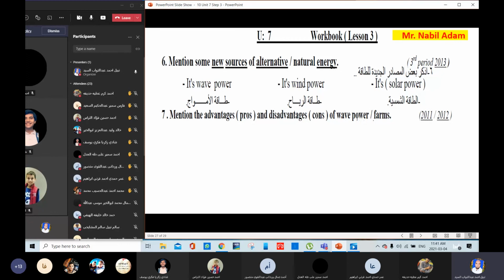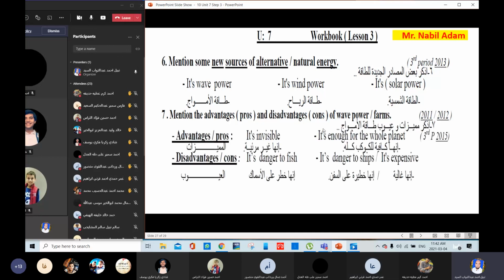Now, mention the advantages, the pros, and the disadvantages, the cons, of wave power or wave farms. Omar Hamdi. The advantages: it's invisible and it's enough for the whole planet. It could provide enough energy for the whole planet, yes. The disadvantages: it is dangerous to fish and to ships. Also, it's expensive and it may put tourists off. Excellent. Thank you, Omar. So the disadvantages, or the cons, are that it's dangerous to fish, dangerous to ships, and expensive.